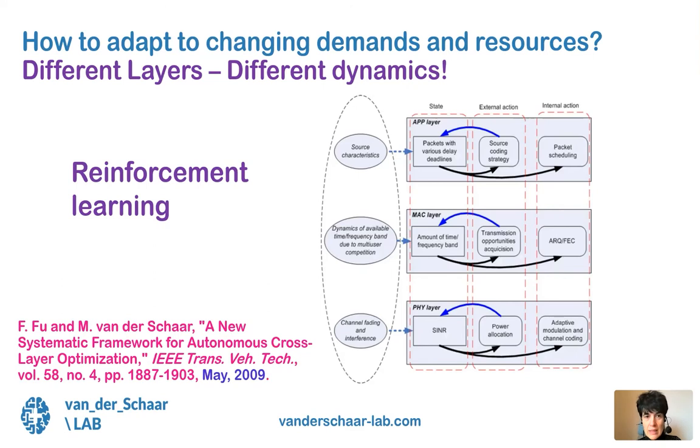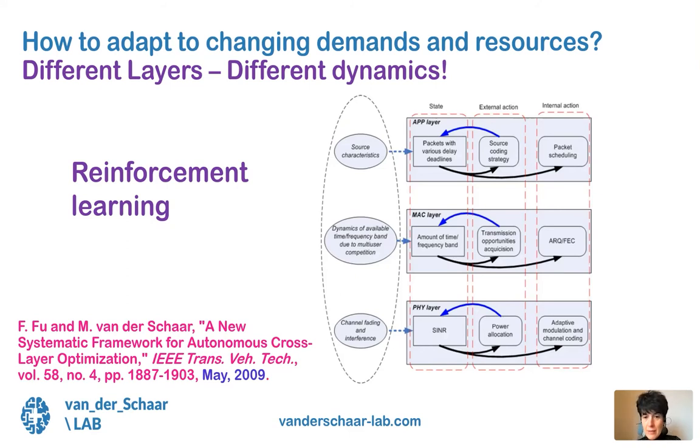It is well known that we have no way of learning effectively from a limited number of samples as required in wireless communication if we have this complex state action setting. Also, note that different dynamics at different layers are driven by different characteristics.